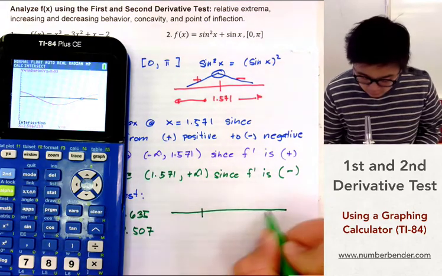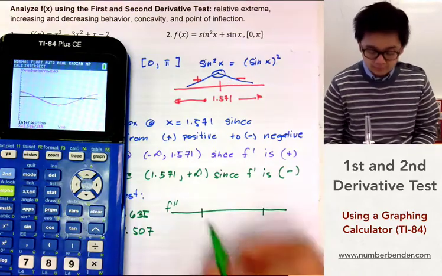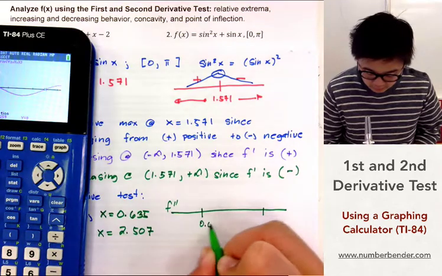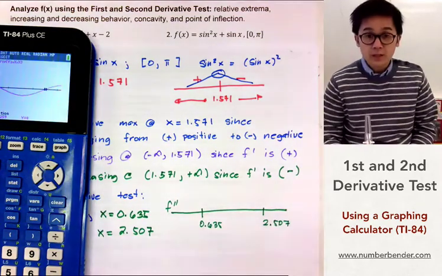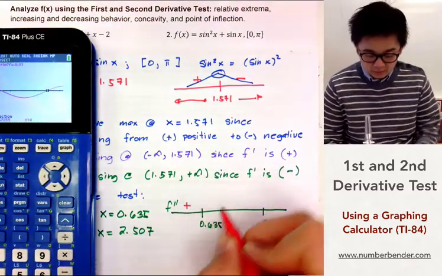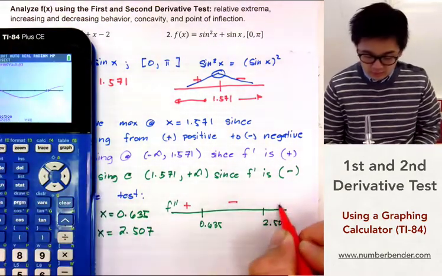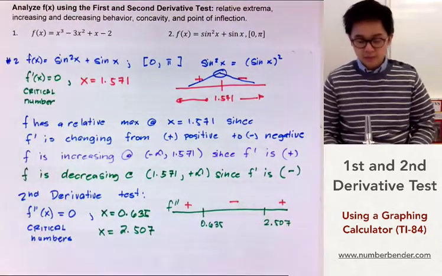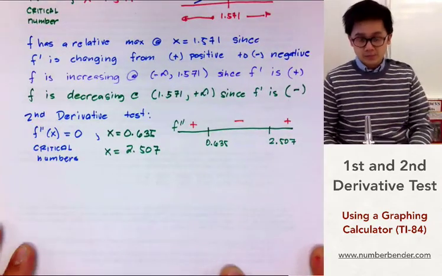So this is now our second derivative, and we are going to use the two critical numbers for our sign chart, and this time it's for f double prime. So this one is for 0.635 and this one is 2.507. And we know that it's positive because it's above the x-axis on this interval, negative because it's below the x-axis, and above the x-axis, positive for the second derivative. So now that we have our sign chart, we're ready to determine our concavity and the point of inflection.